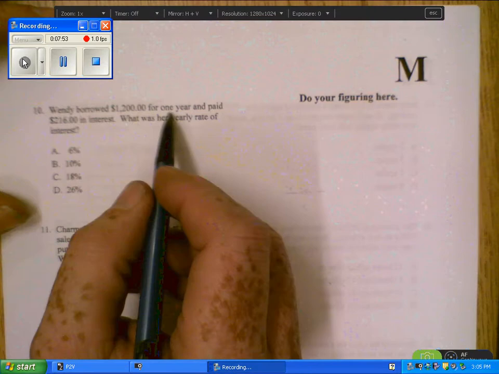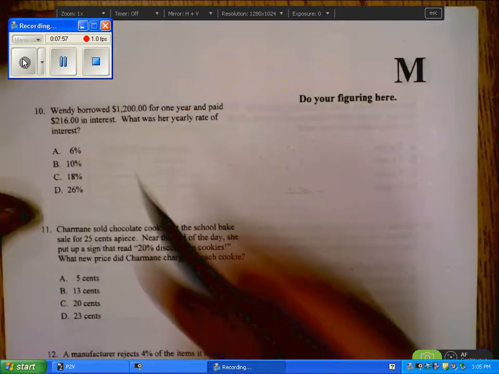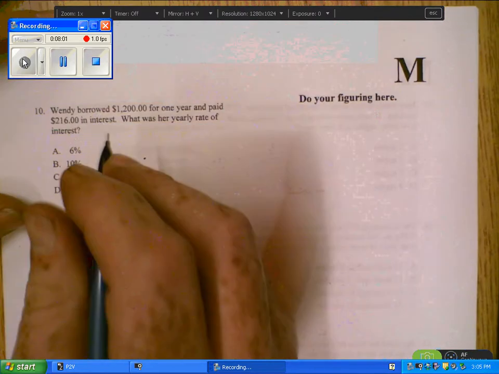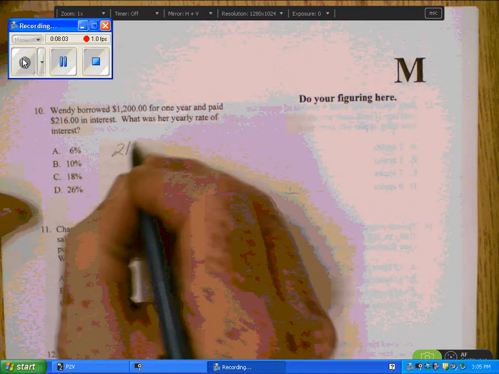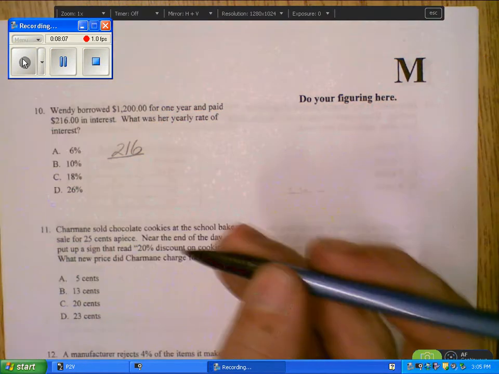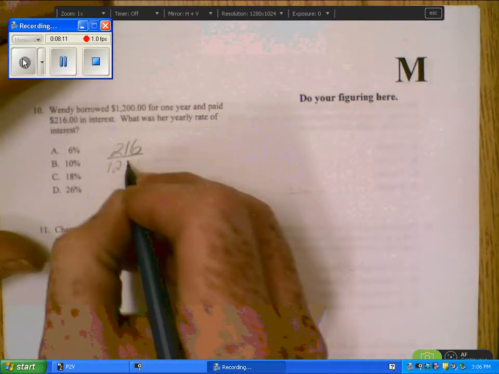Wendy borrowed $1,200 for a year and paid $216 in interest. What is her yearly rate of interest? All you're going to do here is put the 216, the amount she paid in interest, on top. Put the amount she borrowed on bottom.